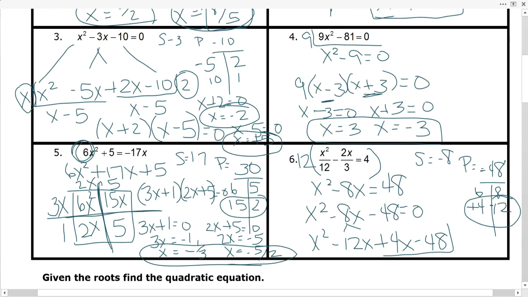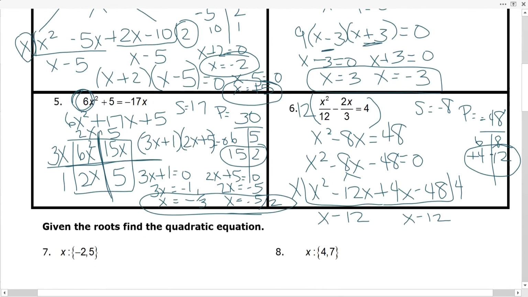Greatest common factor on the right side is 4, which gives me x minus 12. Greatest common factor on the left is x, which gives me x minus 12. So my 2, can't believe I ran out of all that room. Okay, so I either have x minus 12 equals 0, which means x equals 12, or x plus 4 equals 0, which would be x equals -4. So here's my two values of x for number 6.